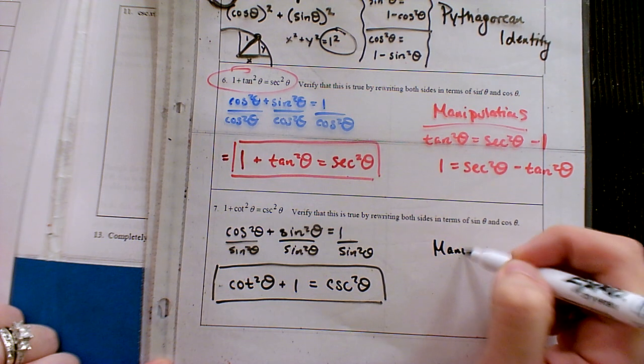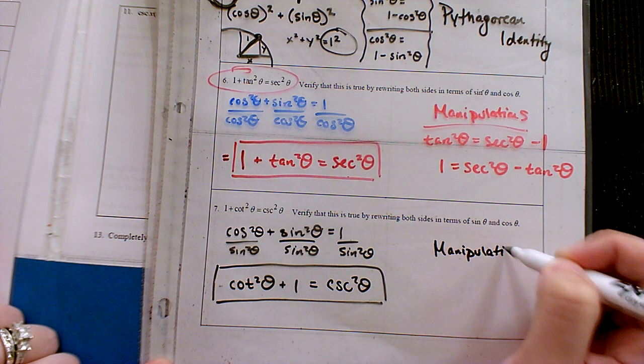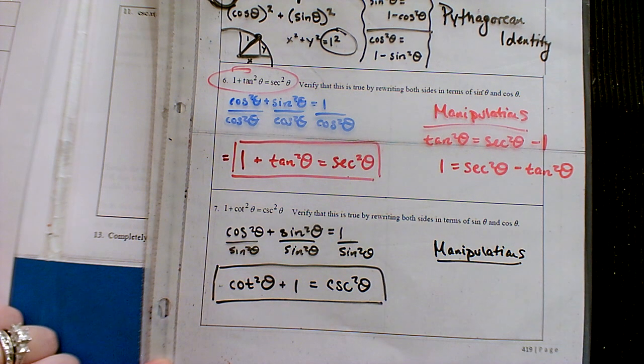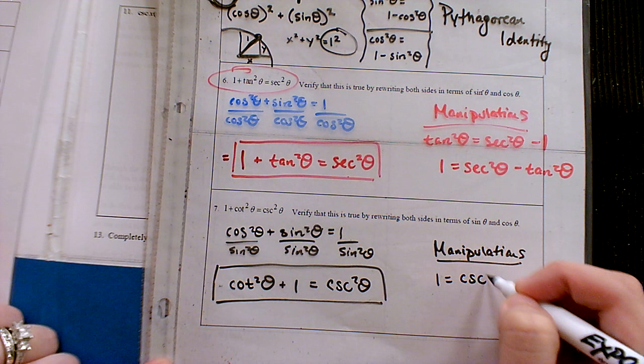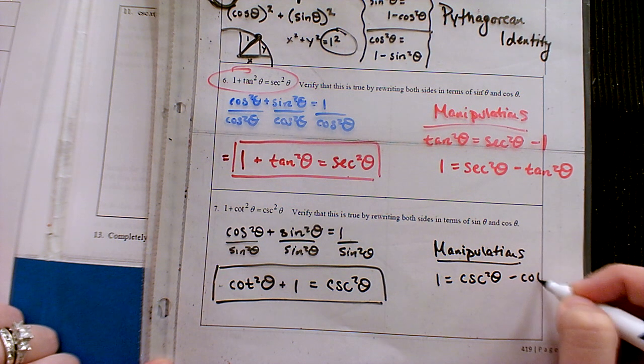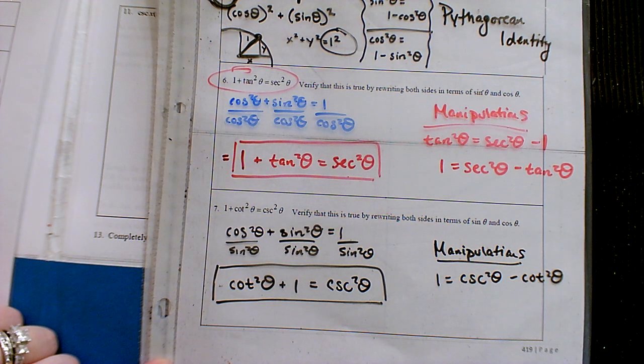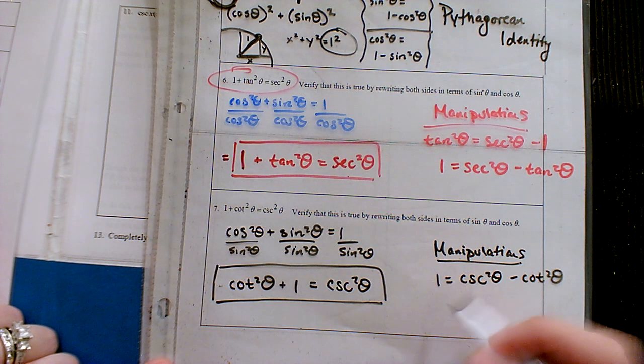So let's talk about some manipulations of this one. What if we were to move some terms around? Let's say perhaps we subtracted cotangent squared over. We'd have 1 equals cosecant squared minus cotangent squared. And maybe the other one would be subtracting the 1 over.